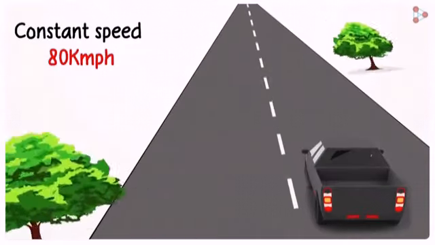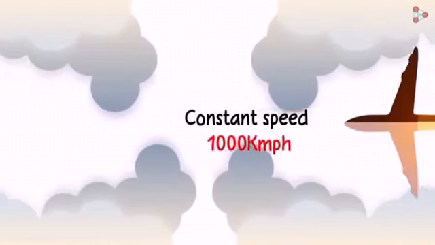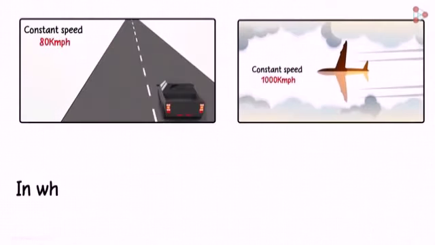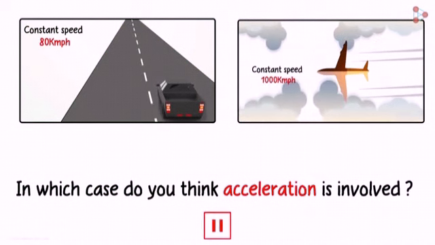In the first example, a car is traveling in a straight line at a constant speed of 80 kilometers per hour. And in the second example, an aeroplane is traveling in a straight line at a constant speed of 1000 kilometers per hour. In which case do you think acceleration is involved?